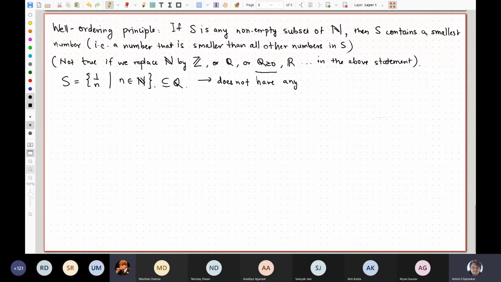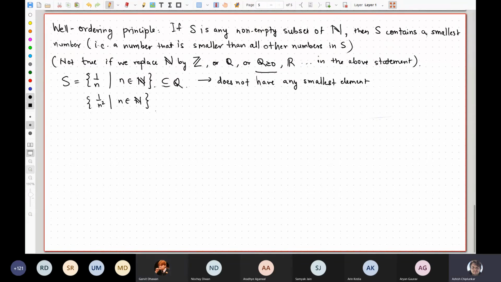What about 1 by n square? What if we change the function? Same argument. What is the smallest element in this set? Is there a smallest element? If you pick 1 by 100 squared, you'll find 1 by 101 squared, which is less than that. So that's the point.